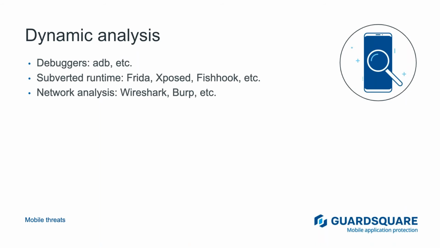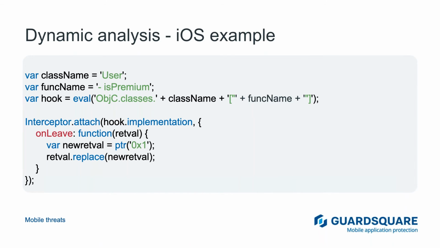There are also network analysis tools like Wireshark and Burp Suite available that will allow you to intercept the traffic between the application and the backend server and take a look at what kind of information is being transferred to the server or back to the app.